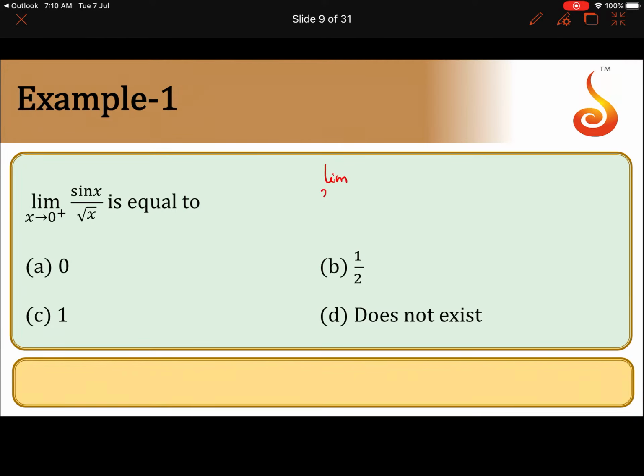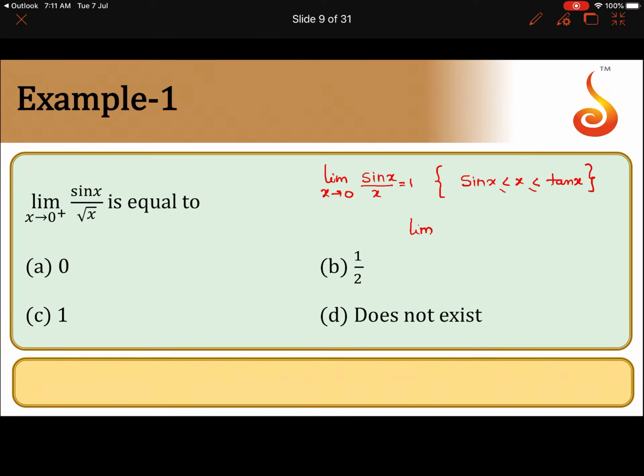limit x tending to 0 of sin x by x is equal to 1. Just recall from where we got it. We know that sin x is less than x is less than tan x. Of course, the equal to sign can also be used when x equals 0. So that is from where we got it.